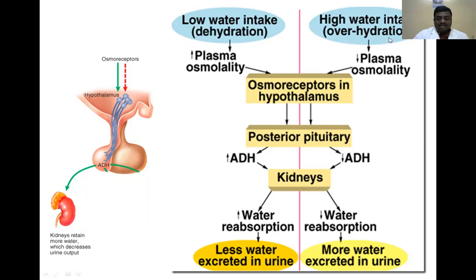In overhydration, when we drink more water, signals are not sent to the hypothalamus, so there is no release of antidiuretic hormone. So there is no action of the antidiuretic hormone on the kidney. Whenever the antidiuretic hormone is not available, the reabsorption of water is not controlled. So when there is no reabsorption of water, more water is excreted into the urine.